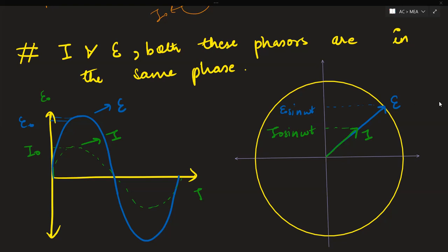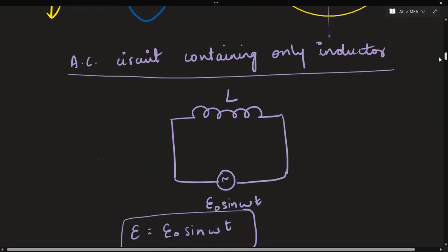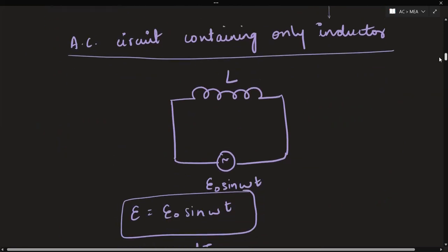Now class, let's start with circuits containing only inductors. So resistors we had seen. This will be a circuit that is containing only an inductor. E naught sine omega t will be the potential EMF that it is containing, the variable EMF that we are having. And the inductance of this inductor is L.